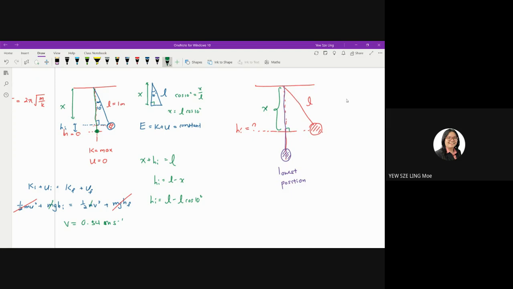Okay, dia bagi kamu satu right angle triangle, di mana L di sini, X di sini. And the angle is 10 degree. Okay, the angle is 10 degree. So once you obtain X, then you will have the value for HI.